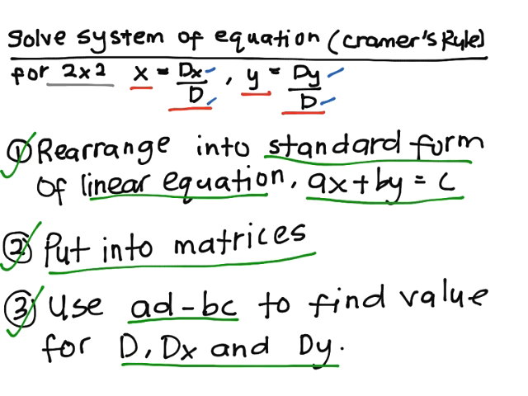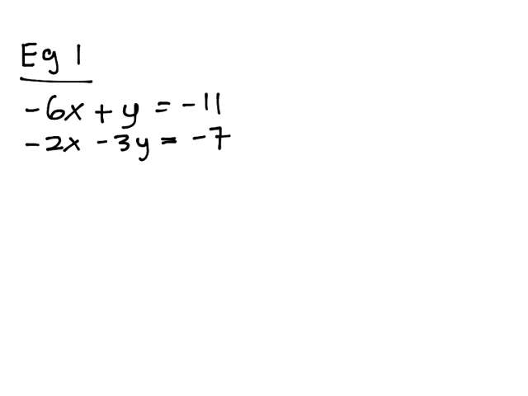So that is the step for doing Cramer's rule. Now let us go with the example. So let's say the first example that we have here. We can see that here we have two linear equations given to us. The first linear equation is negative 6x plus y equals negative 11. The second linear equation is negative 2x minus 3y equals negative 7.